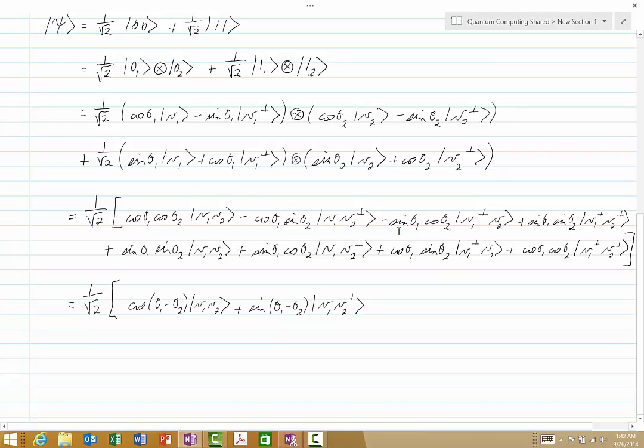And now for the next term, we have sine theta 2 cosine theta 1 minus sine theta 1 cosine theta 2. So that's the sine of theta 2 minus theta 1, or minus the sine of theta 1 minus theta 2, times V1 orthogonal V2. And then finally, cosine plus sine again gives us cosine of theta 1 minus theta 2, V1 orthogonal, V2 orthogonal.